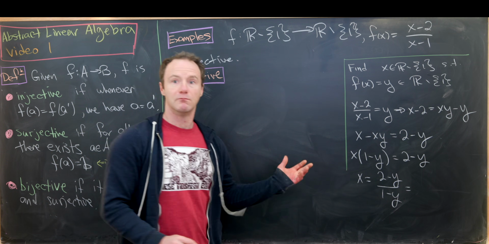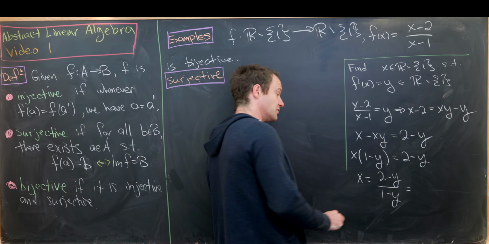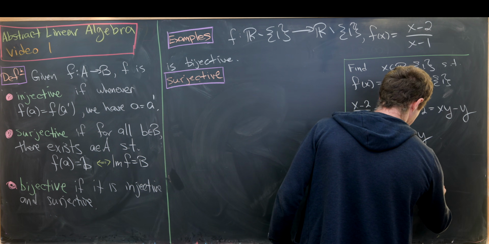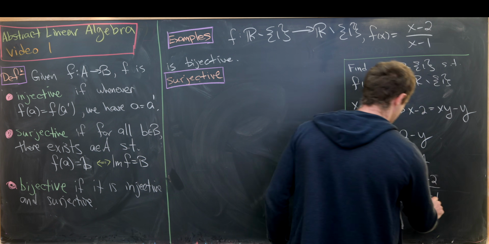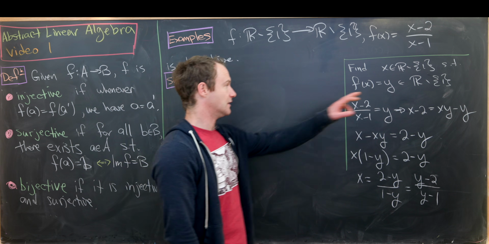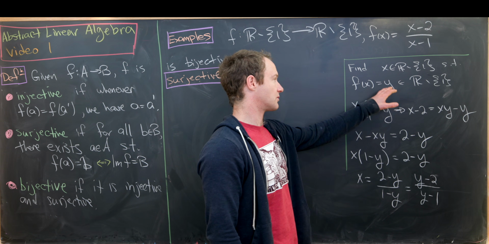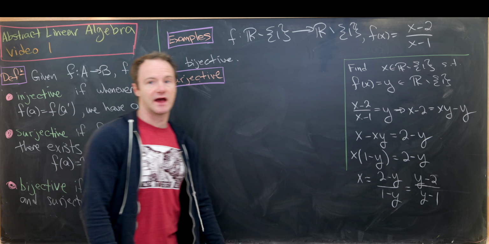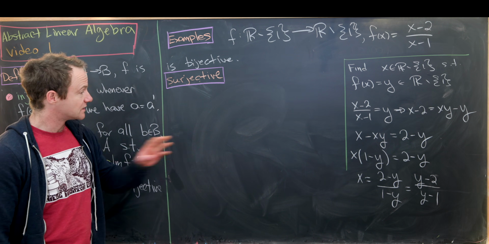We can multiply by -1 in the numerator and the denominator, leaving us with (y - 2)/(y - 1). So that's looking good. And that tells us that in order to achieve an arbitrary number y, we have to choose this value for x. Okay, so let's do that.